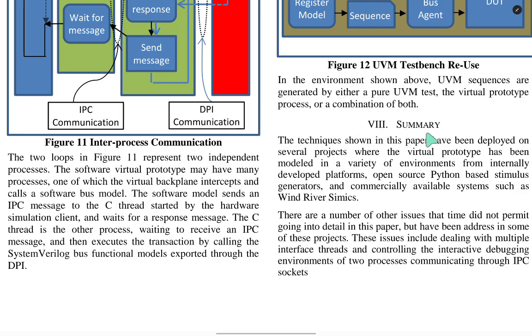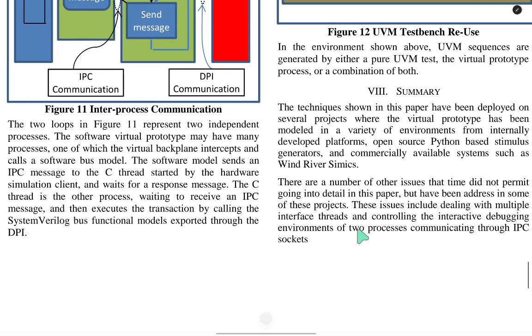Chapter 8, Summary. The techniques shown in this paper have been deployed on several projects where the virtual prototype has been modeled in a variety of environments, from an internally developed platform, to an open source Python-based stimulus generator, to a commercially available system such as Wind River Simics. There are a number of other issues that time did not permit going into detail in this paper, but have been addressed in some of these projects. These issues include dealing with multiple interface threads and controlling the interactive debugging environment of two processes communicating through IPC sockets.